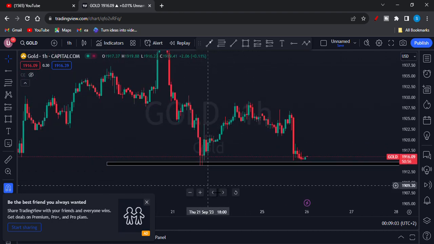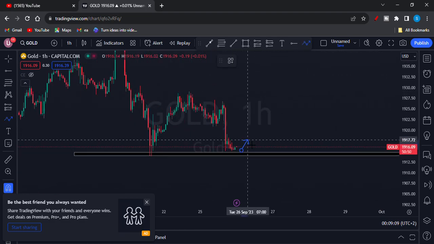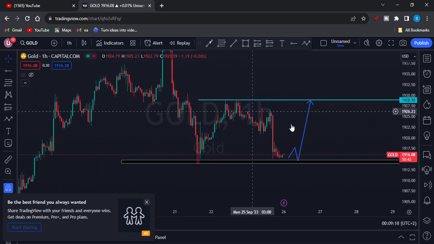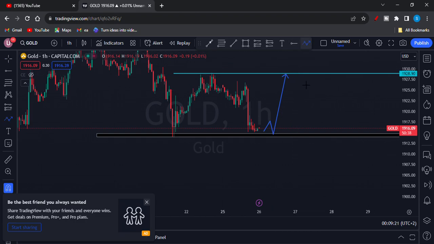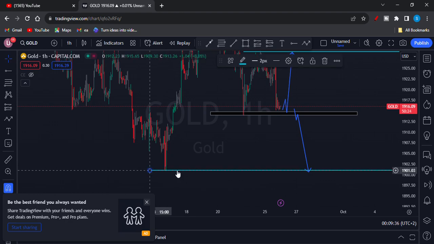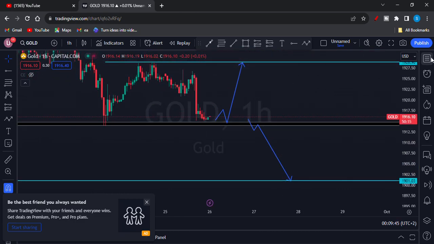So what I'm going to look out for is maybe even having a double bottom and then a push potentially up to there. And then if we are selling, I'm going to expect a break around this area and then retest and then sell, and then potentially up to there. So that's my analysis for gold at the moment.